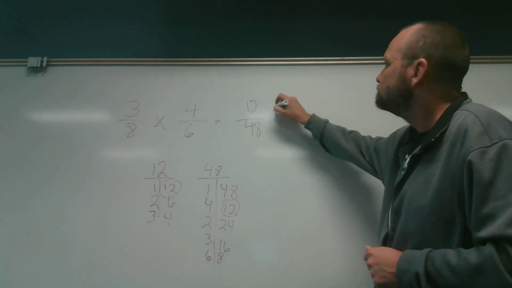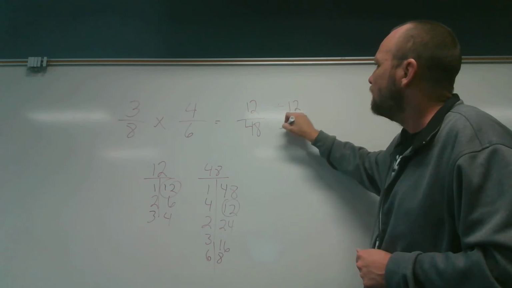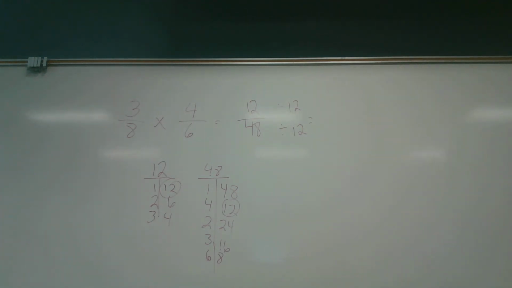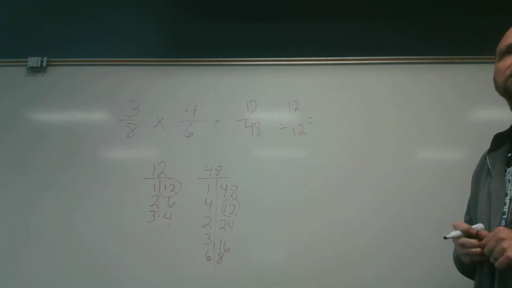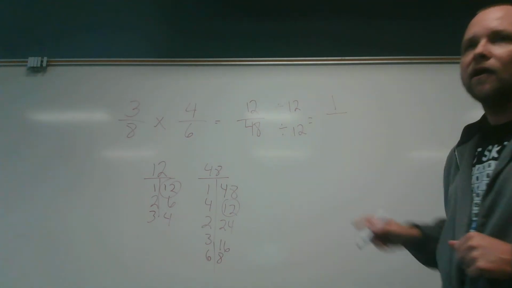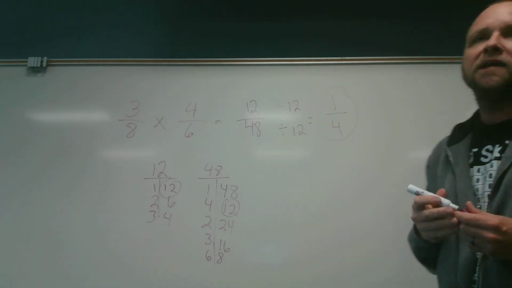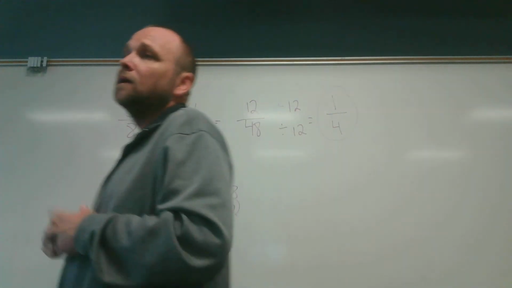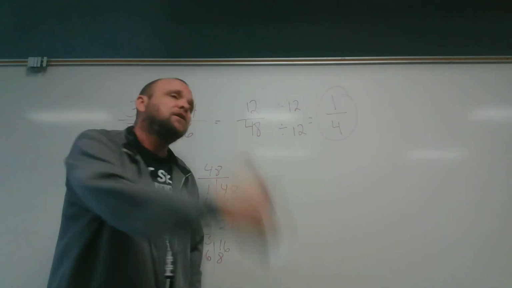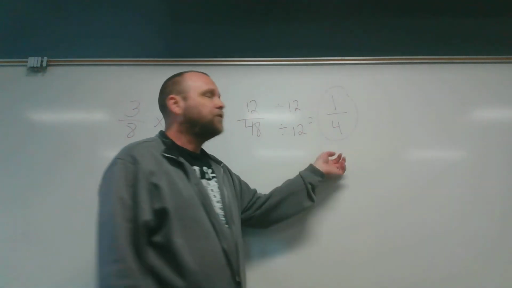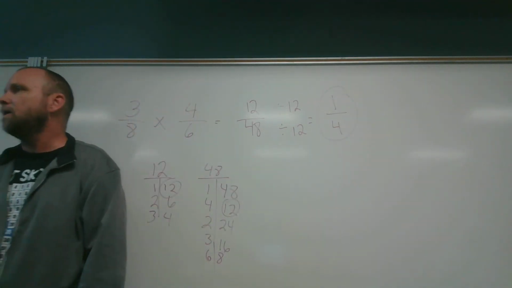So now, I have to divide each of these by 12. Okay, Eric, what's 12 divided by 12? 1. Eric, what's 48 divided by 12? Good. Multiply straight across, simplify. If it's an improper fraction, change it to a mixed number or a whole number. If it can be simplified, simplify it.